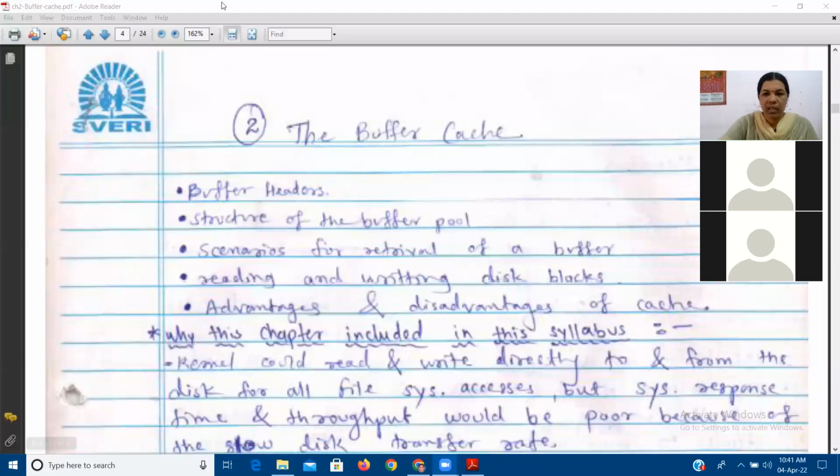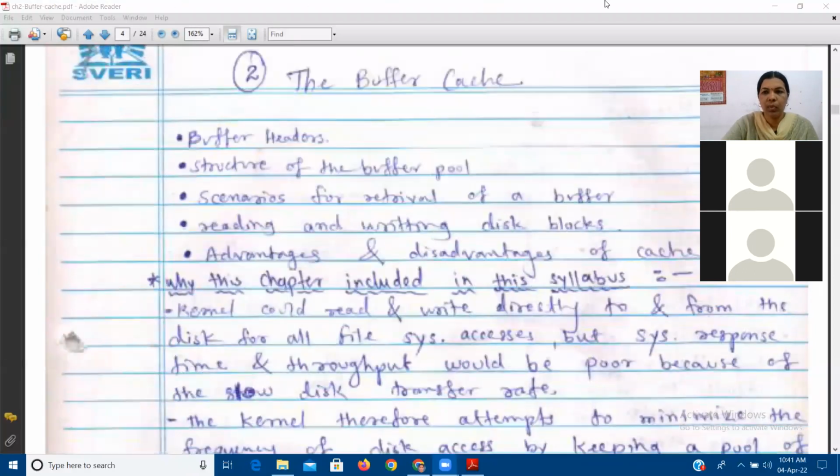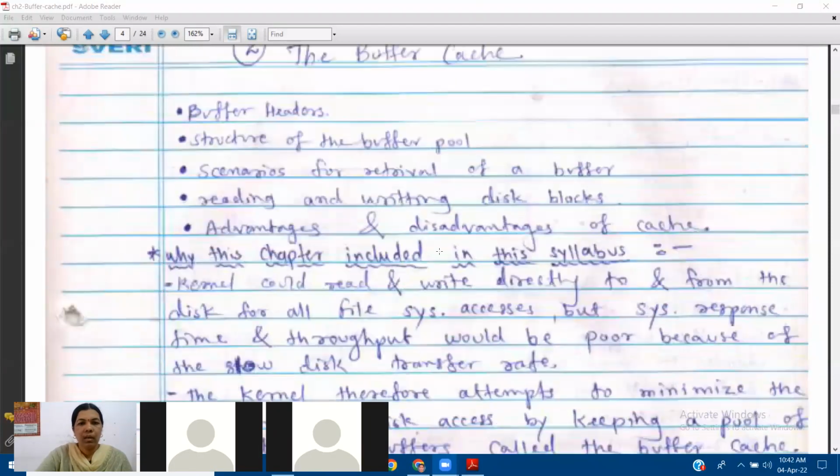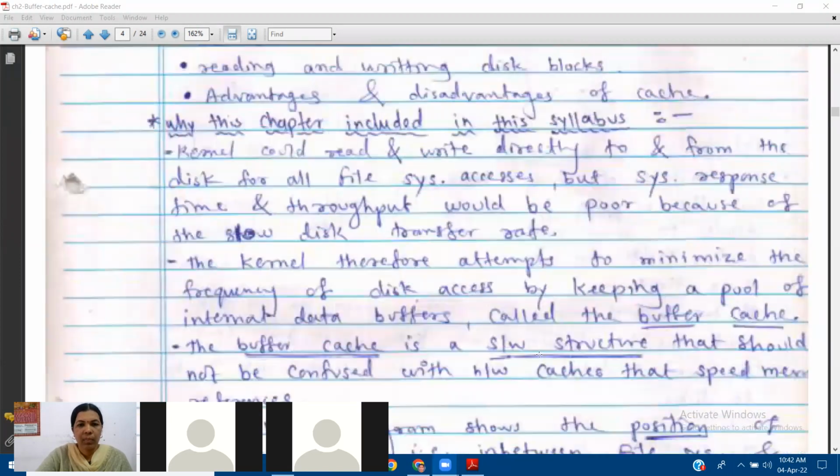So why is this chapter included in this syllabus? I have noted some of the points. The kernel could read and write directly to and from the disk for all file system access, but the system response time and throughput would be poor because of the slow disk transfer rate. Okay, so we take the help of the diagram.